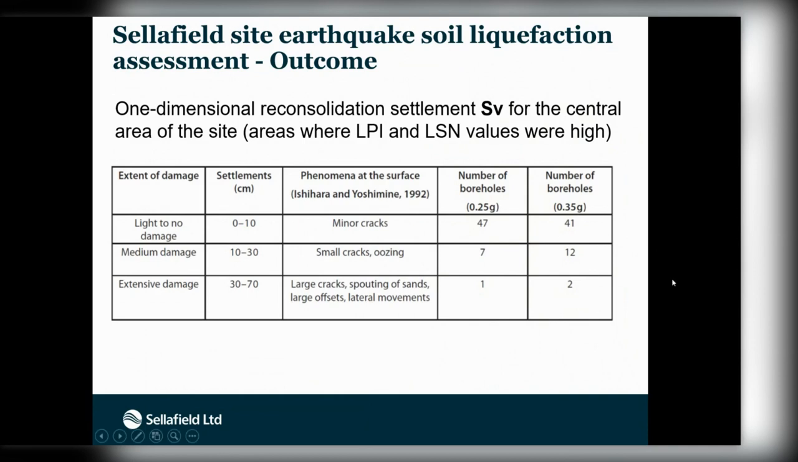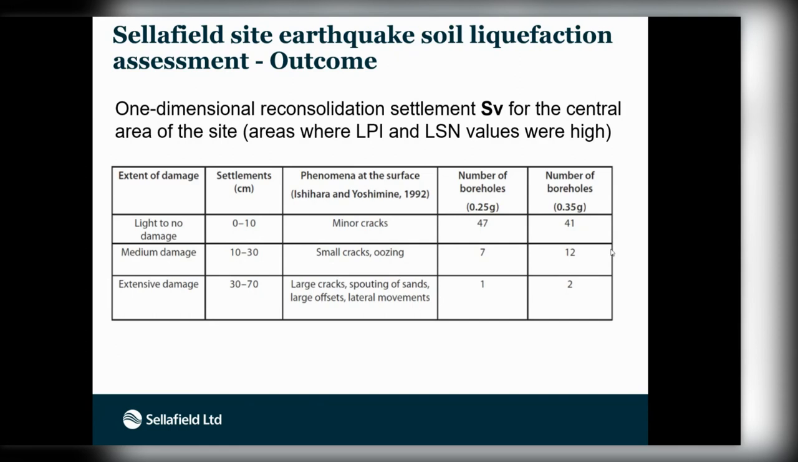For that area, the majority were with little to no damage or minor cracks: 47 for 0.25G, 41 for 0.35G. Seven with small cracks for 0.25G and 12 with small cracks for 0.35G. One with extensive damage for 0.25G and two for 0.35G. So this is what we have found. This is what the vulnerability parameters tell us.